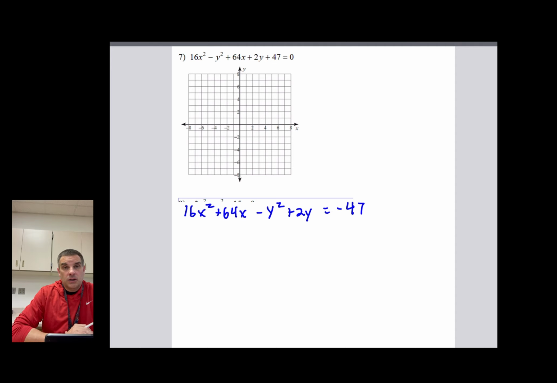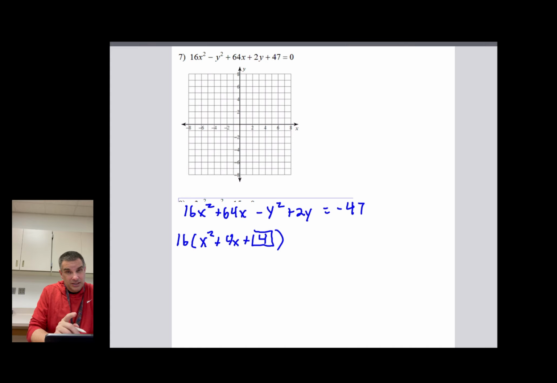Step 2, we always want our x squared value to be positive and 1. So we're going to factor out a 16. So we factor out a 16, that's going to be x squared plus 4x, and we're just going to go ahead and fill in the box at this point. Half of 4 is 2, 2 squared is 4, so we're going to put a 4 inside the box.